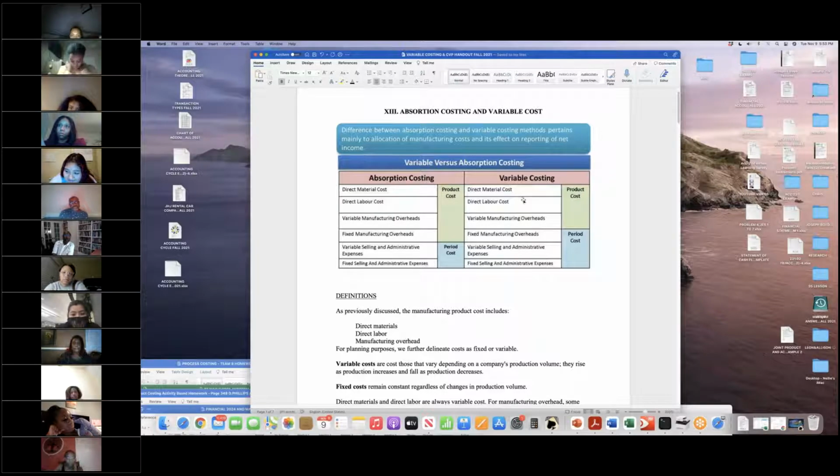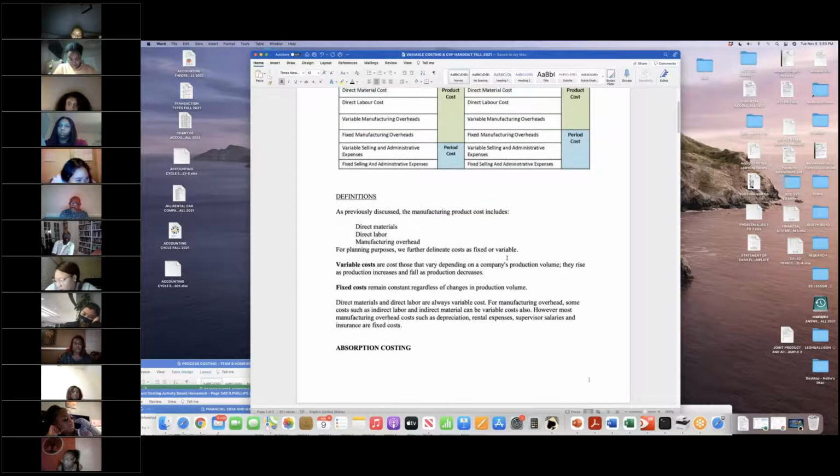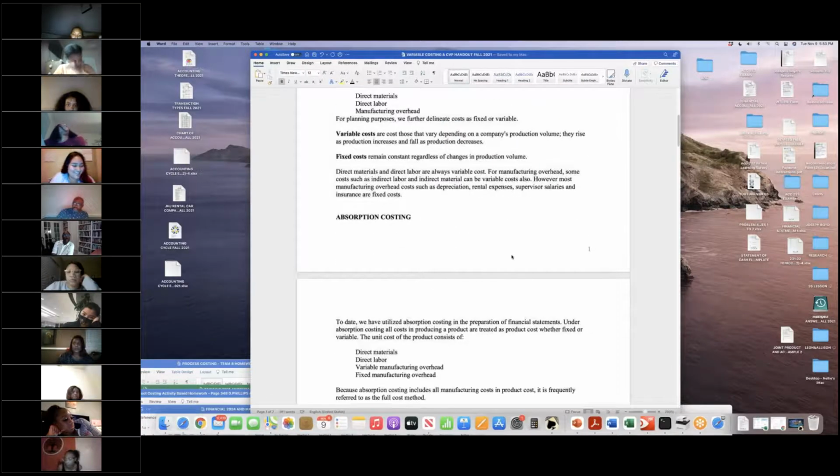When we do variable costing, the only costs that are going to be in the product now are direct materials, direct labor, and variable manufacturing overhead. Fixed costs are going to be a period cost. And we have fixed selling and variable selling. The bottom line is this: we're going to be doing a new income statement.